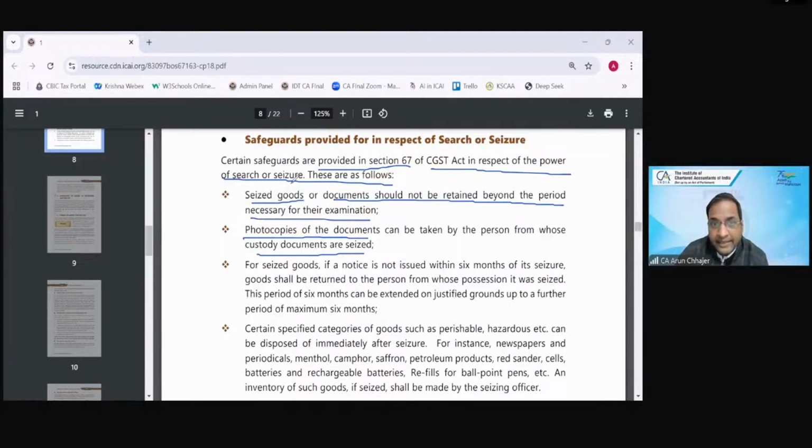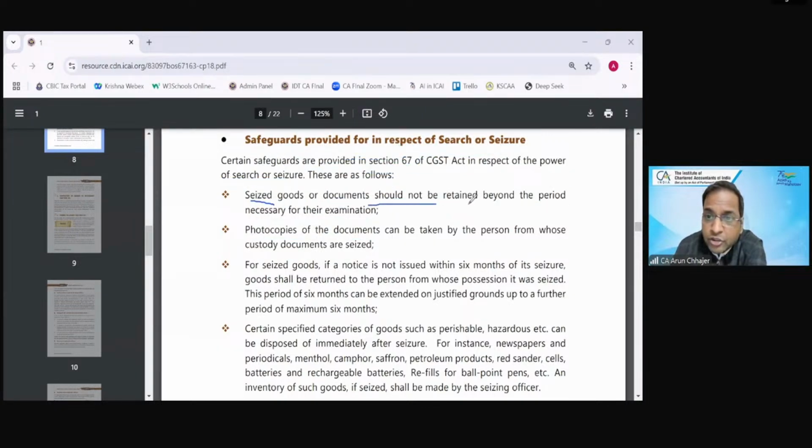ठीक है, पहला क्या पॉइंट है, सेफगार्ड्स प्रोवाइडेड इन रिस्पेक्ट ऑफ सर्च और सीजर. Certain safeguards are provided in section 67 in respect of the power of search or seizure. These are as follows. Seized goods or documents should not be retained beyond the period necessary for their examination. Photocopies of the document can be taken by the person from whose custody goods or documents are seized.